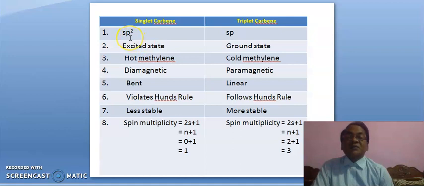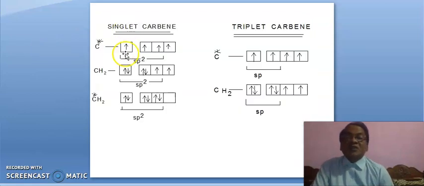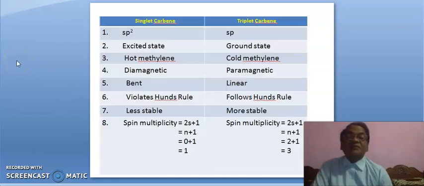First difference: singlet carbene is sp2 hybridized and triplet carbene is sp hybridized. sp2 hybridization is taking place in singlet carbene, and in triplet carbene sp hybridization takes place. Second, singlet carbene is in the excited state and triplet carbene is in the ground state.